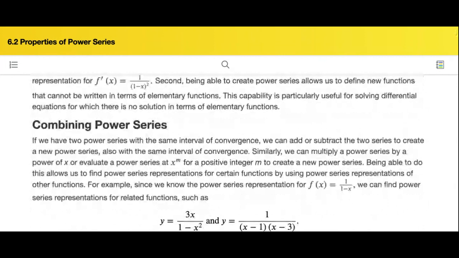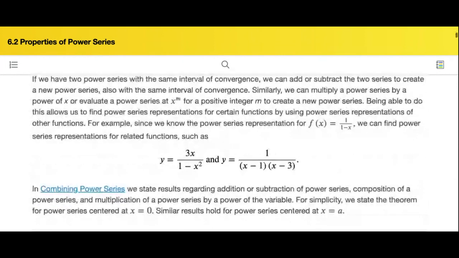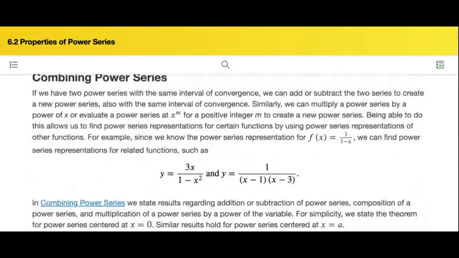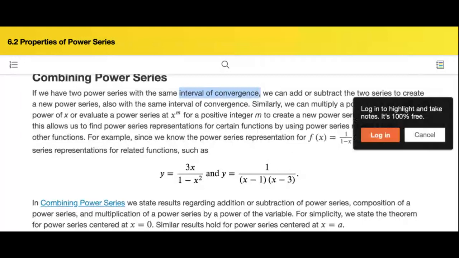So, combining power series. If we have two power series with the same interval of convergence, we can add or subtract the two series to create a new power series. That's very important, which means if we add two functions, the domains have to coincide. Same thing here: if you want to add two power series, the intervals of convergence have to be the same.